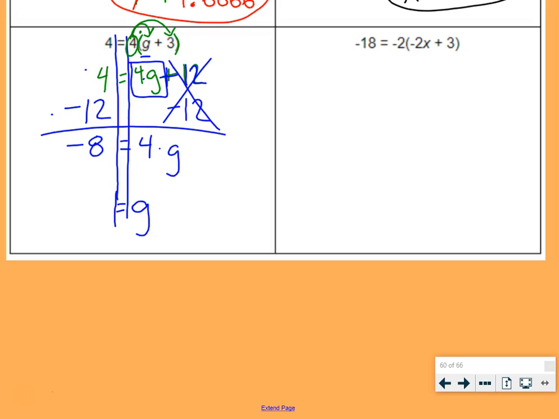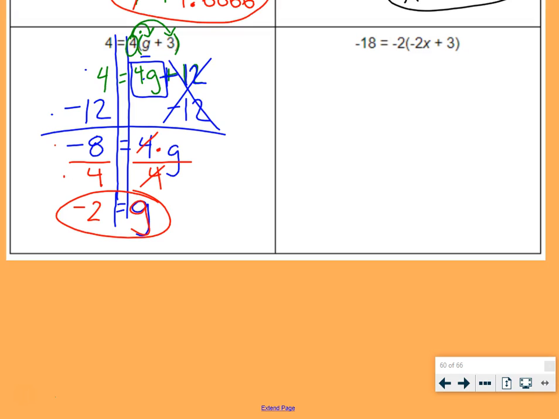Last step, we have to undo our multiplication with some division. Divide both sides by 4. Negative 8 divided by 4 is negative 2. Over here the 4's cancel off, leaving us with just g. So now g is all by itself, telling us that our answer is g equals negative 2.